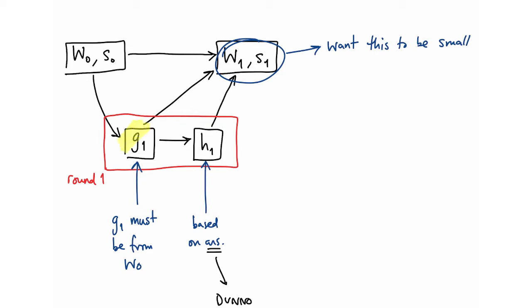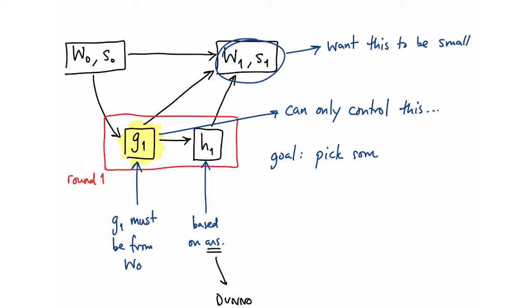So as I said, the only thing we can really control in our game is G1, the guesses, or in future rounds, the future guesses as well. In the first round, the only thing we can control is G1. We couldn't control which hint we get back, we couldn't really control W0, W1. So we want to find which particular guess will make W1 as small as possible.